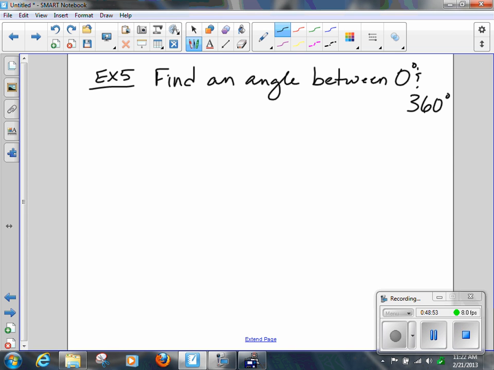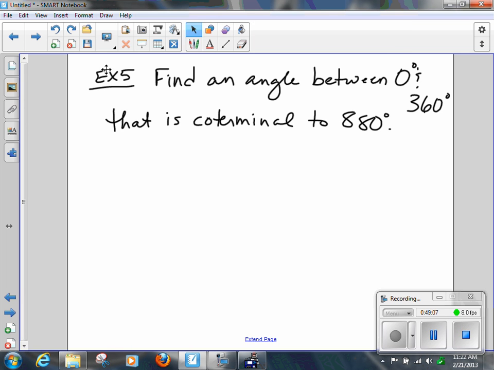Find an angle between 0 and 360 that is coterminal to 880. What is the boundary given? 0 to 360. Whatever we find as our answer has to be between 0 degrees and 360 degrees.